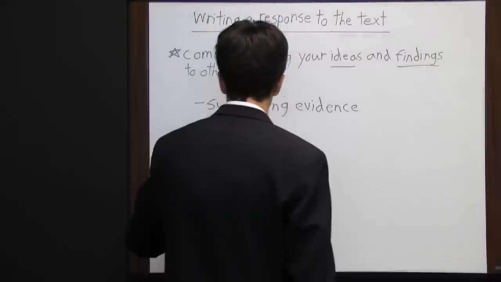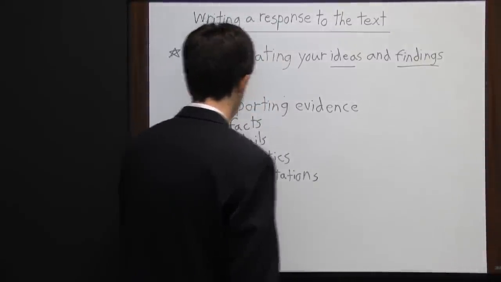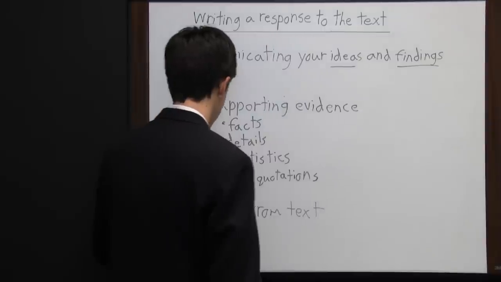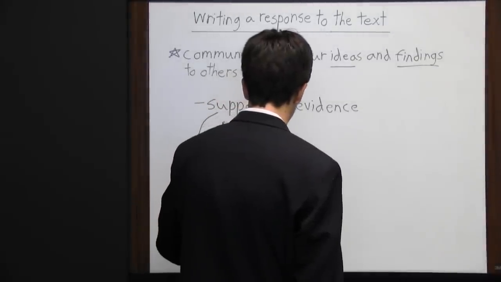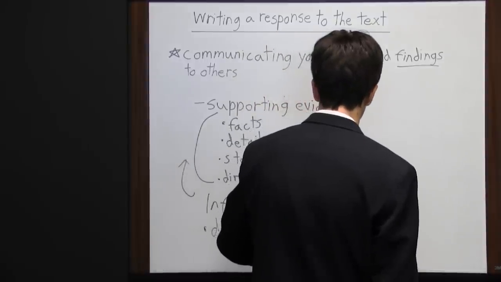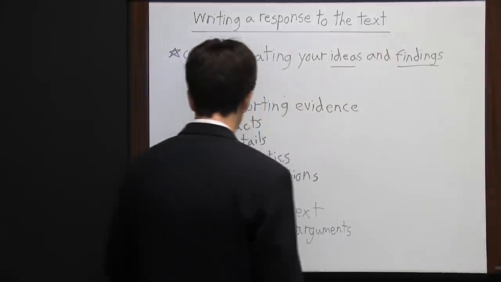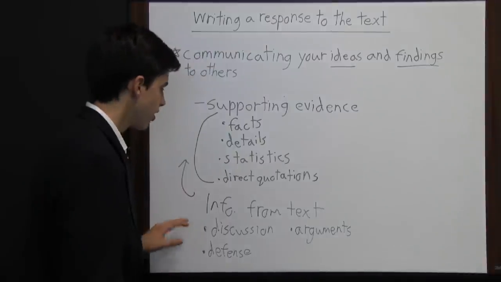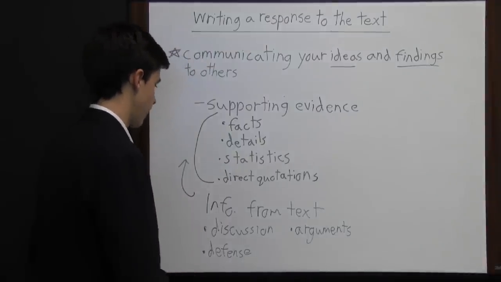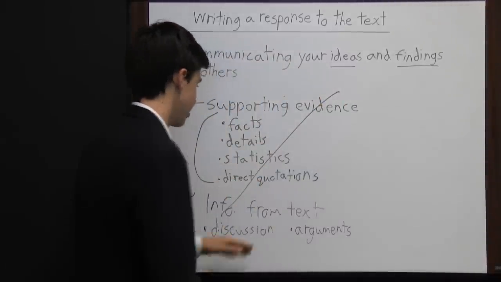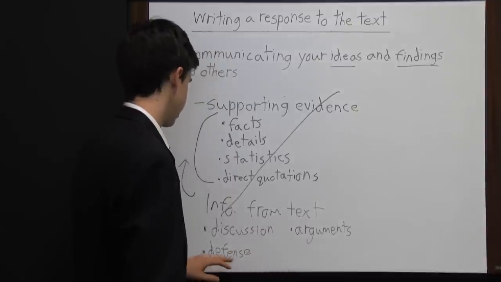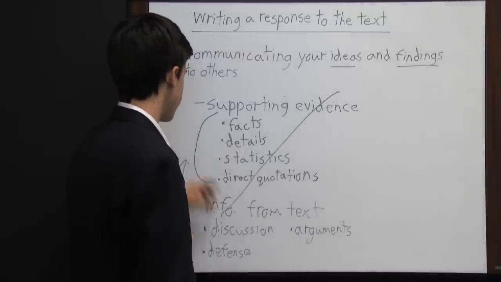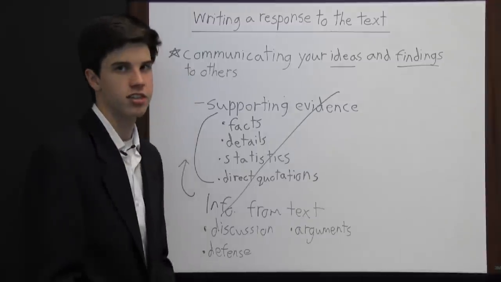So what you need to do is take info from the original text, which is all this up here. Take that info first and then base all of your discussion, arguments, and defense off of this information from the text. Notice the difference here when not using supporting evidence. So consider, like, we're not even using all this. Then you're discussing your ideas, you're discussing your findings, you're arguing your findings, and you're offering a defense for your findings and ideas. Well, why should the reader trust you? That's where it's important to have this supporting evidence when writing a response to the text.